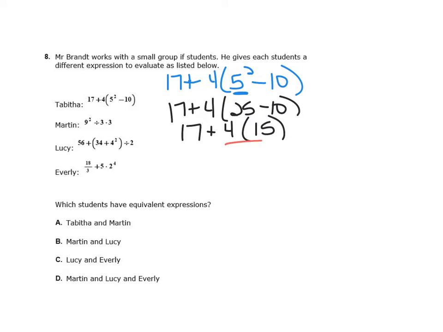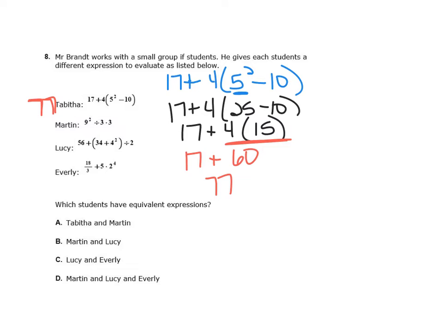Then we're going to do multiplication, because we do multiplication before addition. So 4 times 15 is going to be 60. And 60 plus 17 is going to be 77. So Tabitha's is 77.